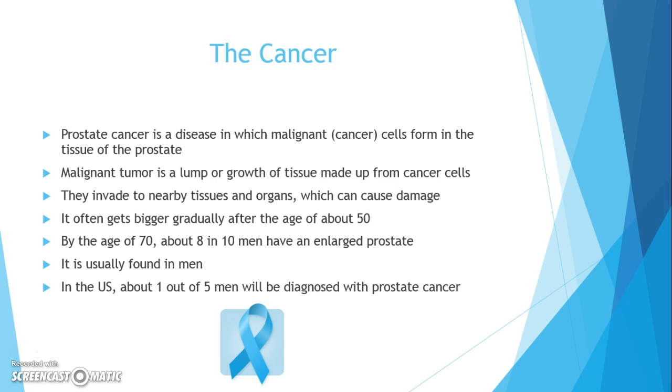Prostate cancer is a disease in which malignant cancer cells form in the tissue of the prostate. A malignant tumor is a lump or a growth of tissue made up of cancer cells. They invade nearby tissue and organs, which can cause damage. It often gets bigger gradually after the age of about 50. By age 70, about 8 out of 10 men have enlarged prostates. It is usually found in men. In the U.S., about 1 out of 5 men will be diagnosed with prostate cancer.